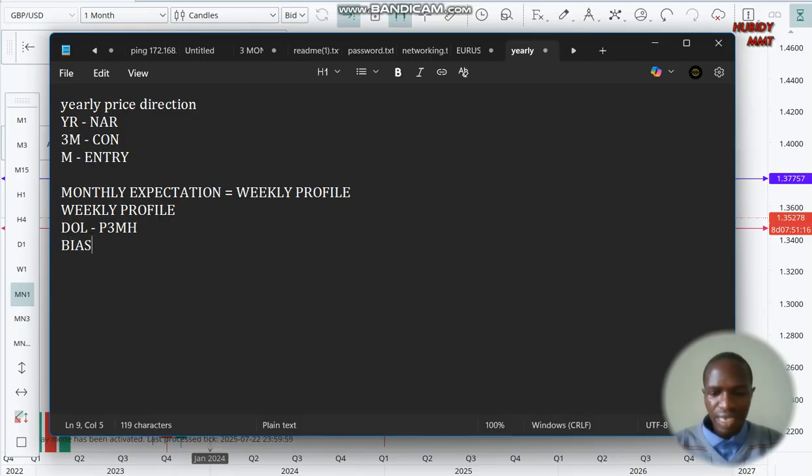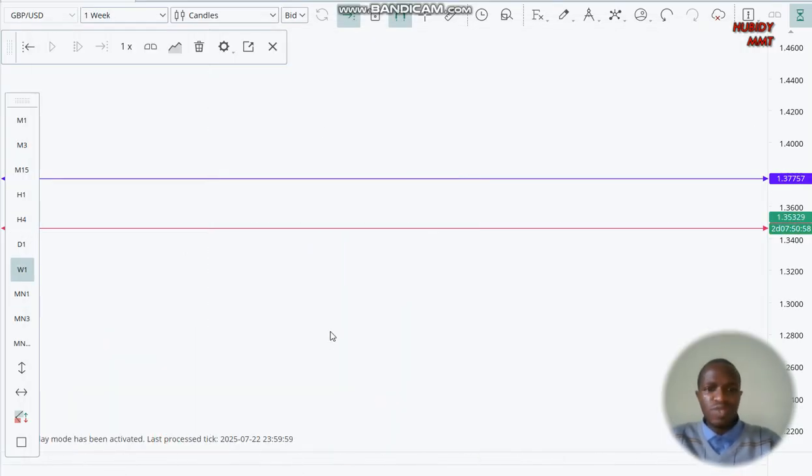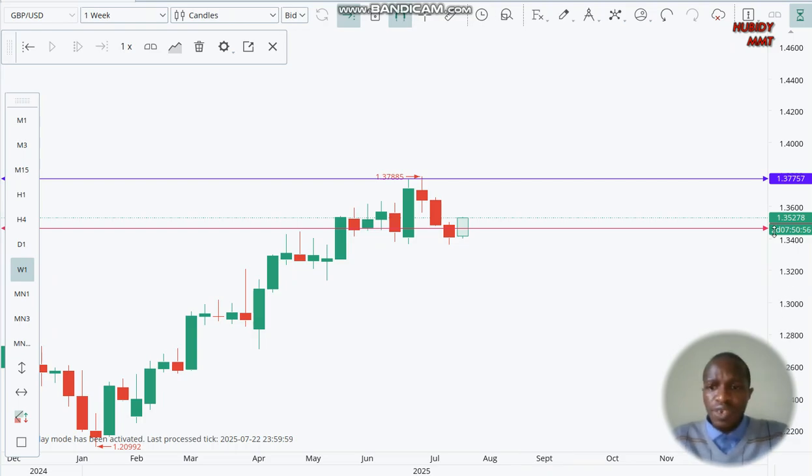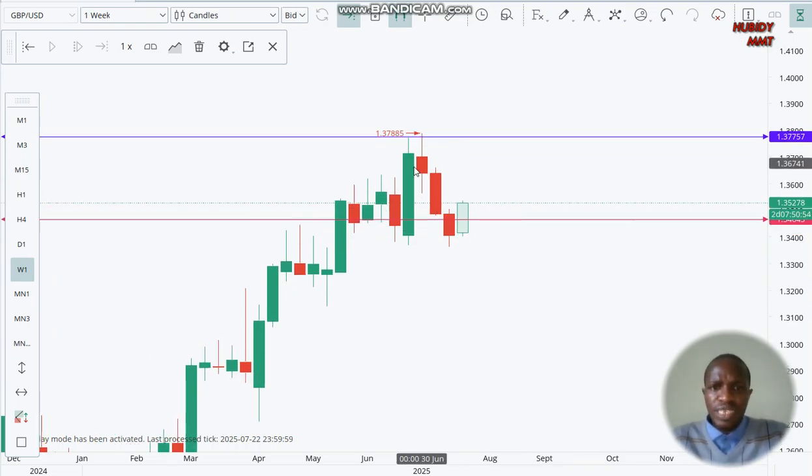The buyers, we need to find the buyers for the weekly profile, and we find the buyers using either the first and the second week of the month, which will give us a normal bias, or we can use what we call the advanced bias. So in our case, when I go to the weekly now, I want us to focus on the weekly. I will show you the first and the second week, where the first red candle and the second red candle gave us a bearish bias, and on the third week we were already bearish.